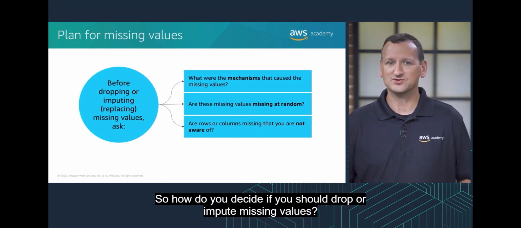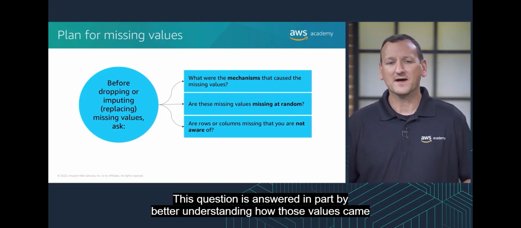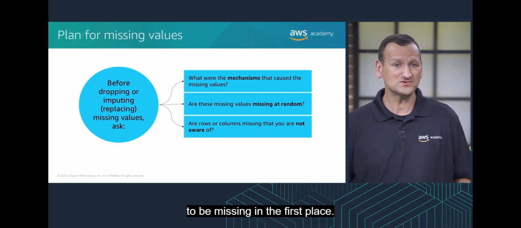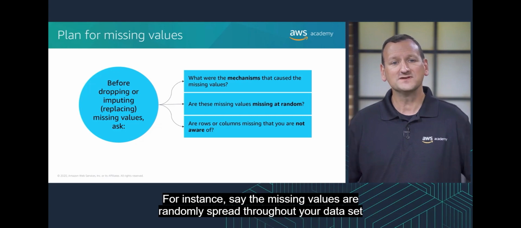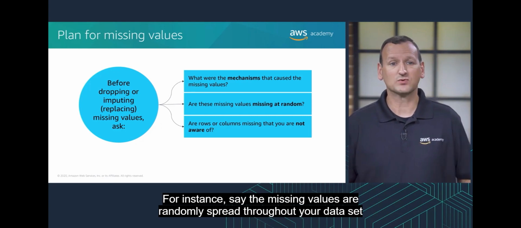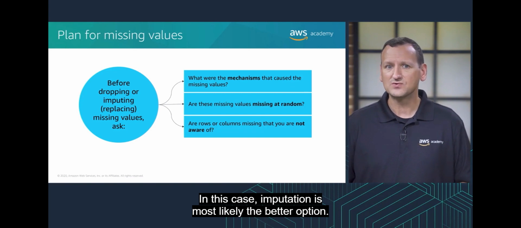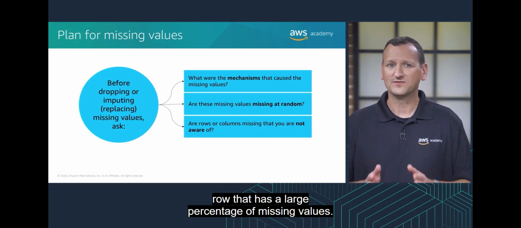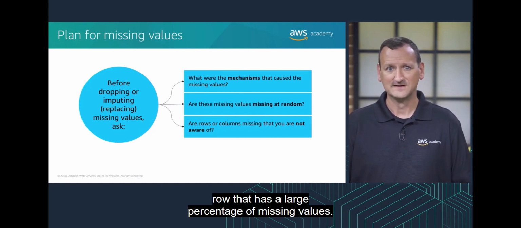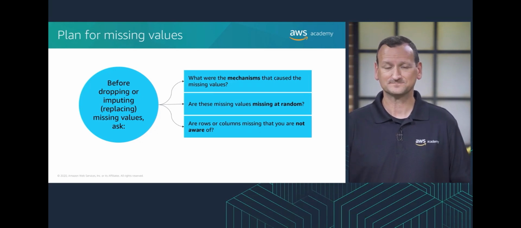So how do you decide if you should drop or impute missing values? This question is answered in part by better understanding how those values came to be missing in the first place and how much data the missing values represent within your larger data set. For instance, say the missing values are randomly spread throughout your data set and don't represent a larger portion of its respective row or column. In this case, imputation is most likely the better option. In contrast, say that you have a column or row that has a large percentage of missing values. In this case, dropping the entire row or column would be preferred over imputation.